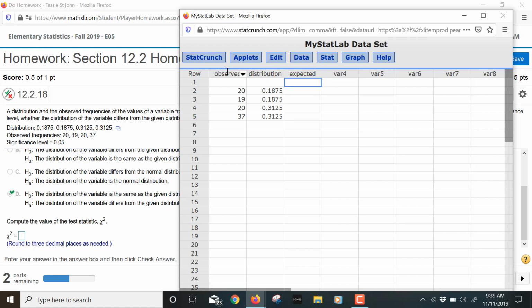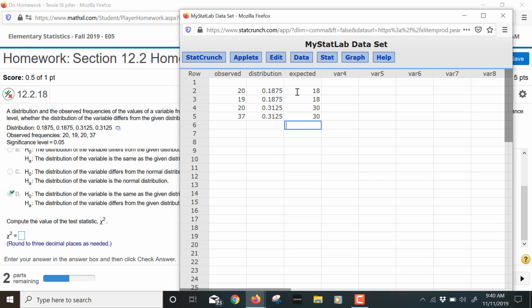To do that, the first thing I'm going to do is add up how many observations I had. So 20 plus 19 plus 20 plus 37 is 96. And now I'm going to multiply 96 by each of these because that's what I'm expecting to have. So 96 times 0.1875 is 18. And then 96 times 0.3125 is 30.